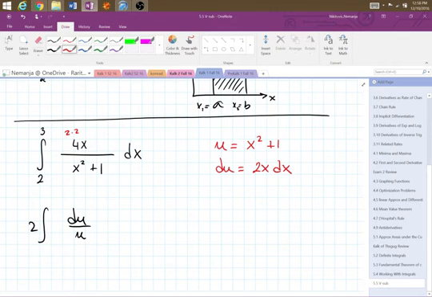What are the limits? For u1, we plug in: 2 squared plus 1 is 5. And u2 is? Anyone? Very good.